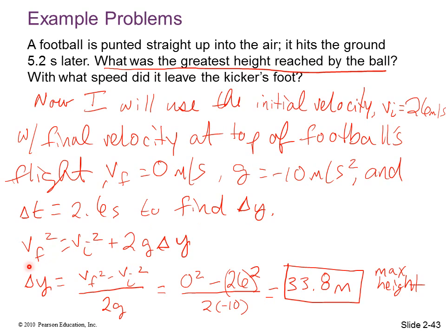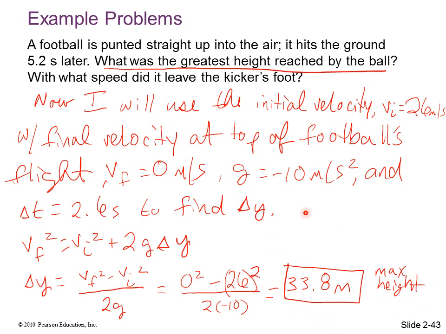So I ended up using this one, the one that's time independent, meaning it doesn't have time in it. So your VF squared equals VI squared plus 2G delta Y, and I'll have the information that I need. This is the initial velocity as it left the kicker's foot, and 2 times acceleration in the y direction, negative 10 meters per second squared. So the maximum height is 33.8.